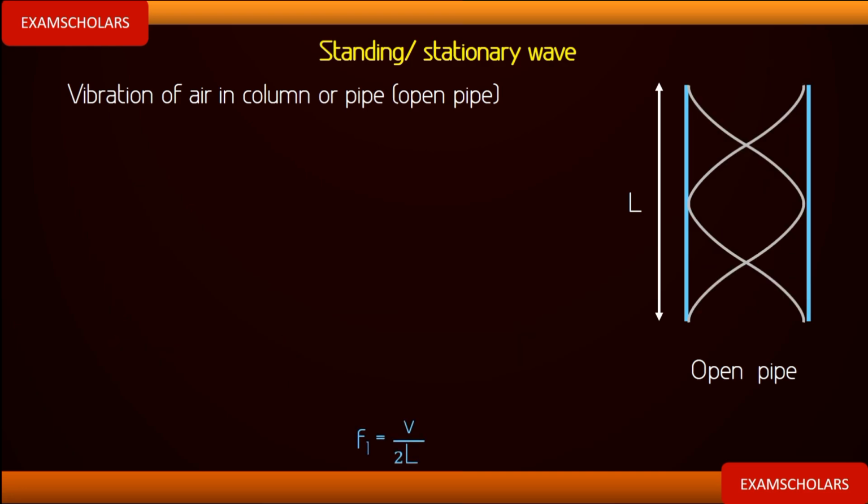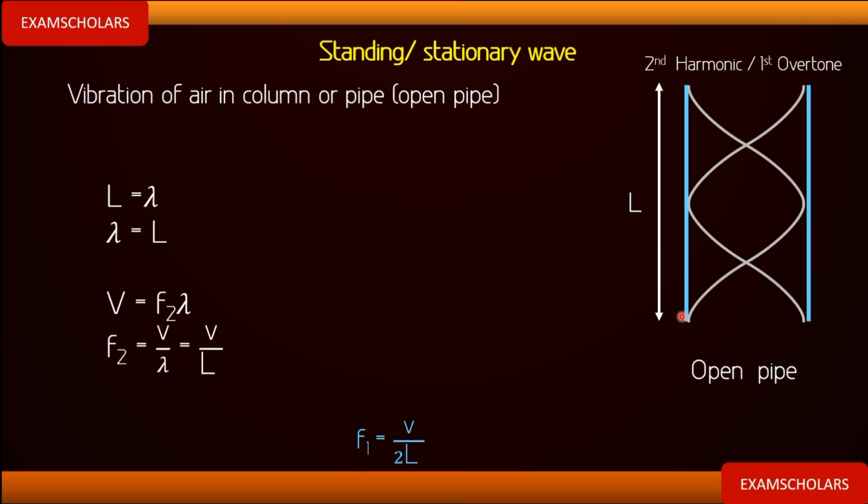Now, the second pattern, which is known as what? Second harmonic or first overtone. This is the pattern that you're going to get. Let me quickly explain. Let's count the number of oscillations here. Starting from here, ending, that is a complete oscillation. Or you just count it this way: 1, 2, 3, 4. 4 out of 4, that's 1. So we have L equals lambda, V equals F2 lambda, and then F2 will be what? V over lambda, which is equal to V over L.